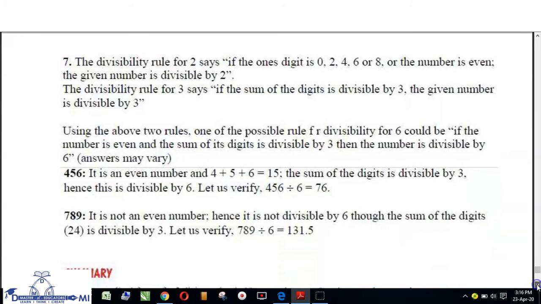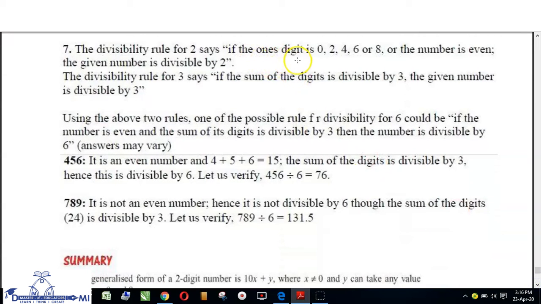The divisibility rule for 2 says if the ones digit is 0, 2, 4, 6 or 8, or the number is even, the given number is divisible by 2. The divisibility rule for 3 says if the sum of the digits is divisible by 3, the given number is divisible by 3. Using the above two rules, one possible rule for divisibility by 6 could be: if the number is even and the sum of its digits is divisible by 3, then the number is divisible by 6.